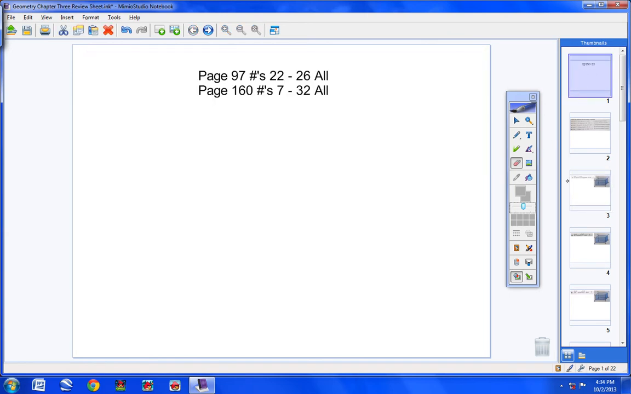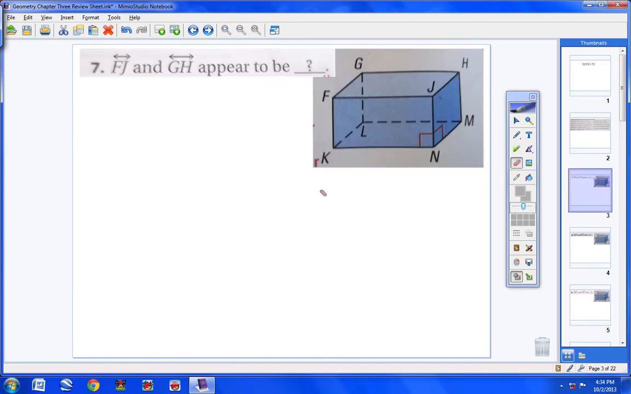We're looking now at page 160, so you might want to turn over there with me. Page 160. All right, numbers 7 through 10. I'm going to read the directions out loud. In the diagram at the right, think of each segment as part of a line. Fill in the blank with parallel, perpendicular, or skew.